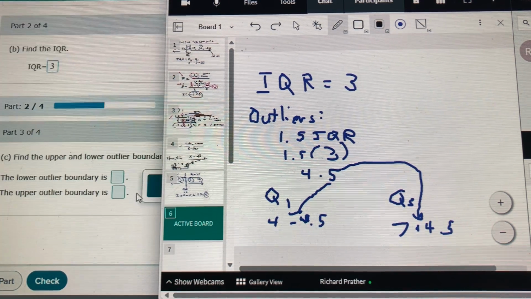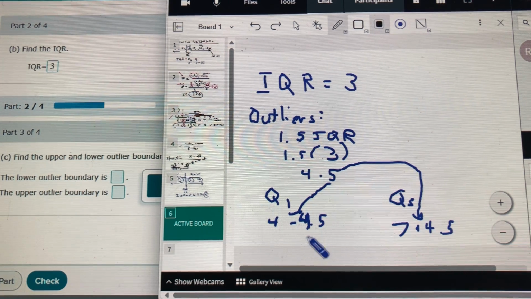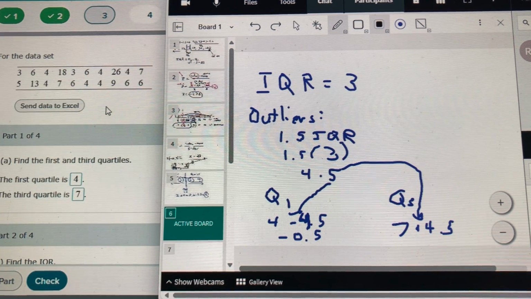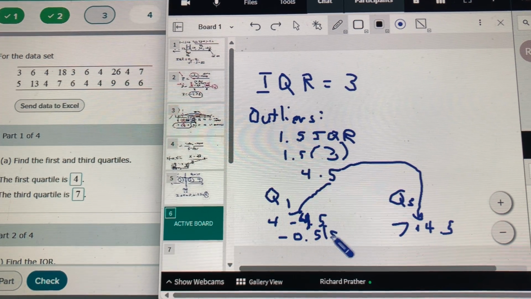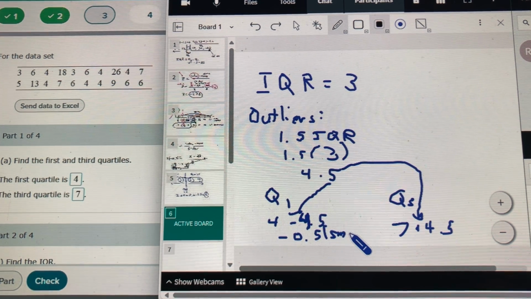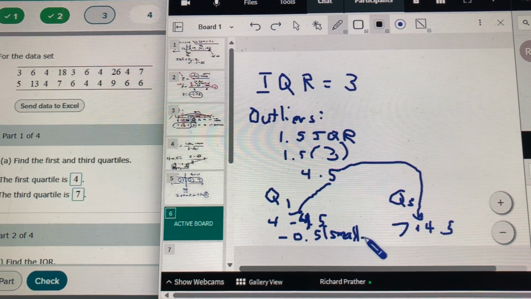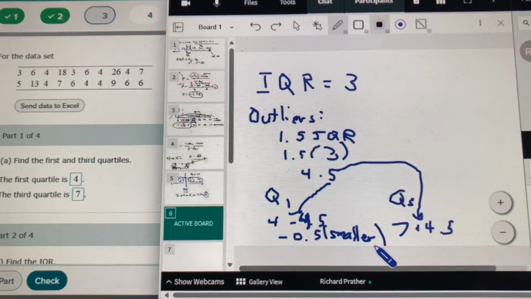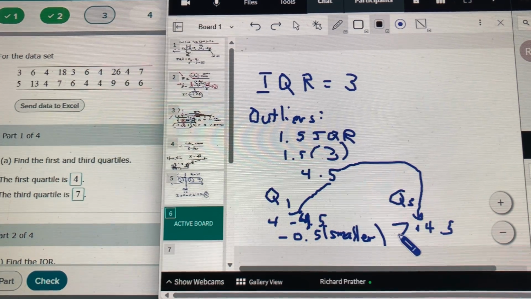So these are what are called the boundaries. 4 minus 4.5 is negative 0.5. If you're a data number in my data set, all these data that I collected, you must be larger than that. If you're smaller than negative a half, you're an outlier. So what I'm doing is calculating the lower limit, the lower boundary. Anything past that's an outlier. And then if you add 7 plus 4.5, you get 11.5.